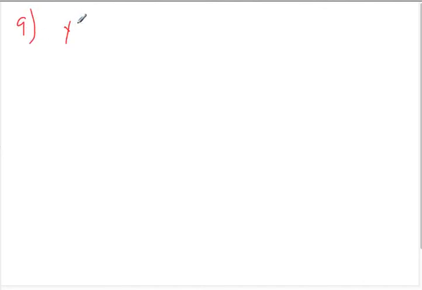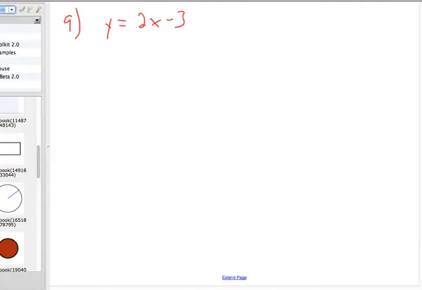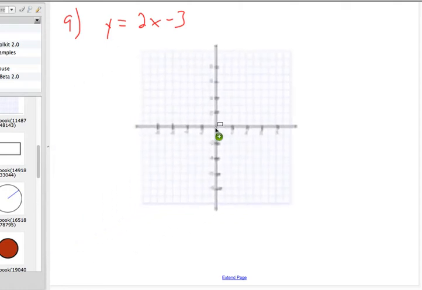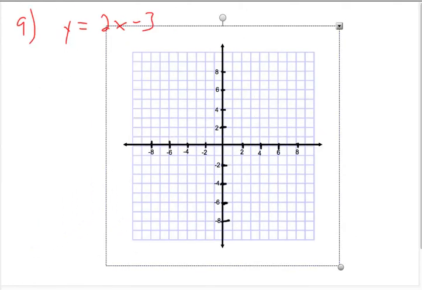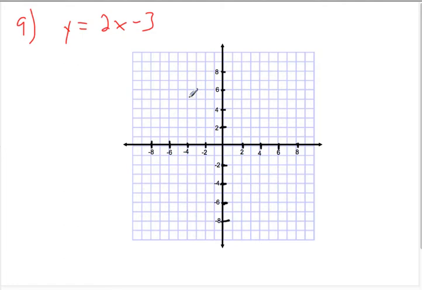All right, number 9, we're going back to graphing. So we have y equals 2x minus 3. This is a pretty easy one. We've done this a million times. It's just slope-intercept. So we have a negative 3 intercept. Slope is positive 2. We're going up 2 over 1, up 2 over 1, up 2 over 1. Connecting the dots. That's it. Okay, so let's work on the next one.